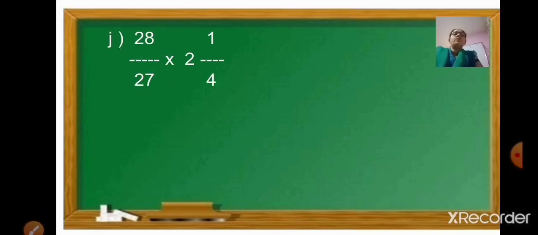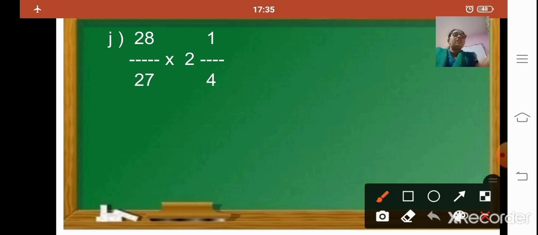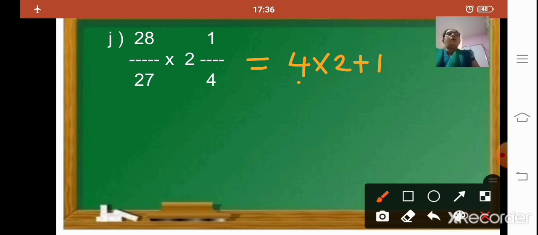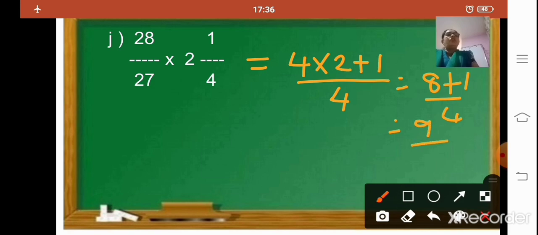Now here the first is a fraction, that is 28 upon 7, and the second one is a mixed fraction, that is 2 1 upon 4. So first we convert this mixed fraction, 2 1 upon 4, into an improper fraction. So 4 into 2 plus 1 upon 4. 4 2s are 8 plus 1 upon 4. So that will be 9 upon 4.